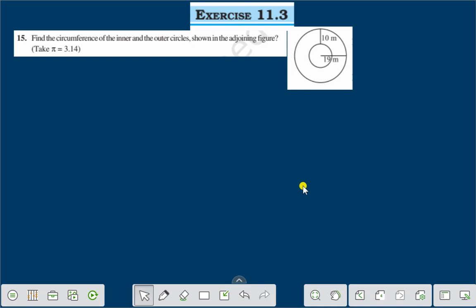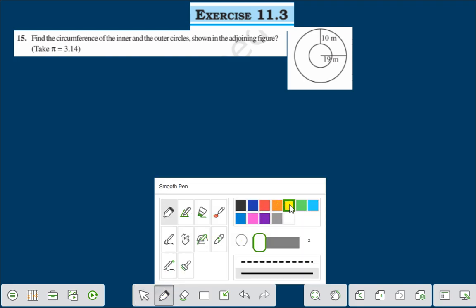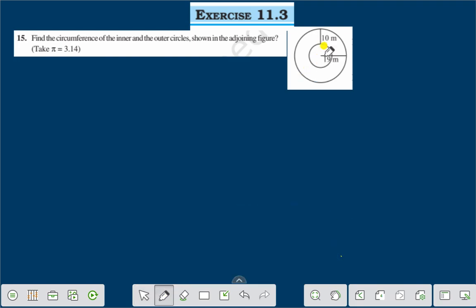Find the circumference of the inner and the outer circles shown in the adjoining figure. Take pi is equal to 3.14. Here you see that this is the outer circle and the radius of the outer circle is 19 meter, right? Therefore you can solve that.